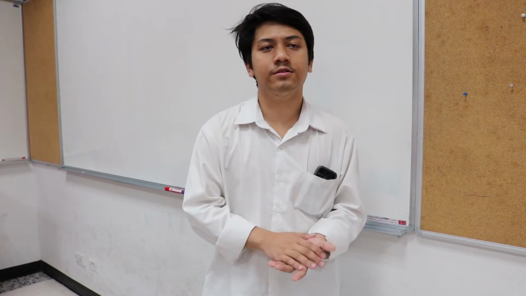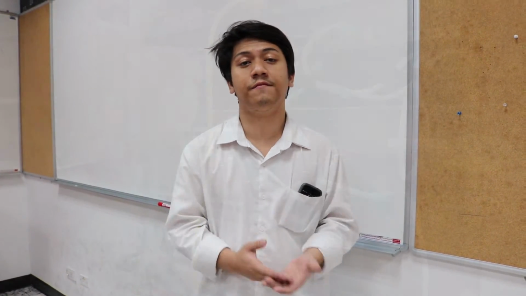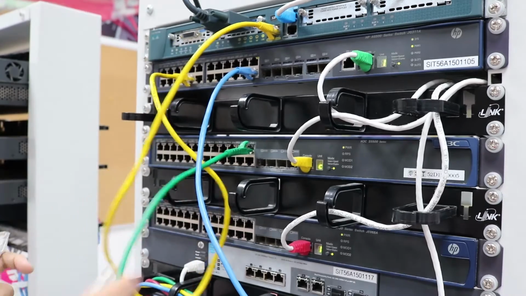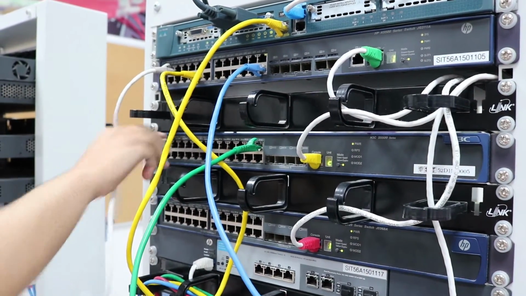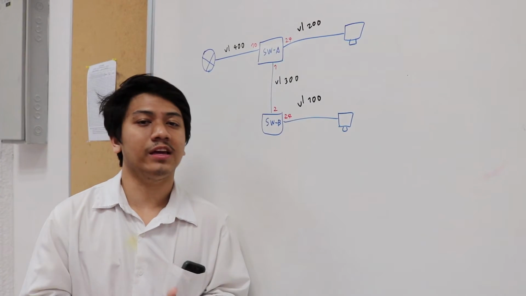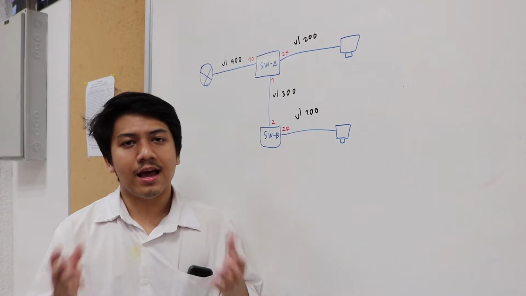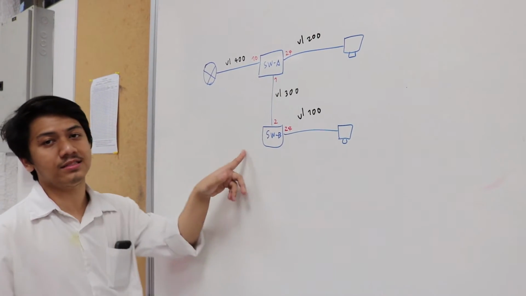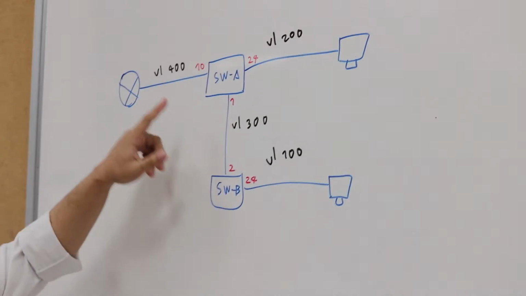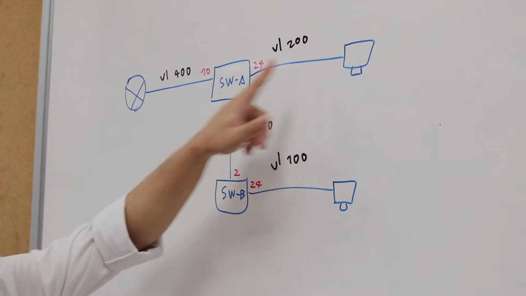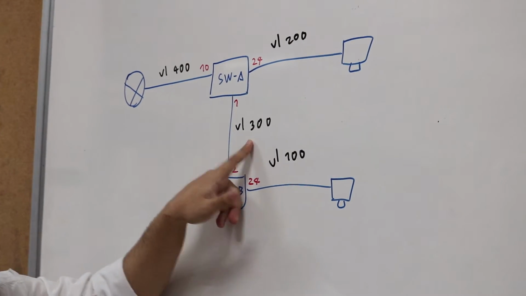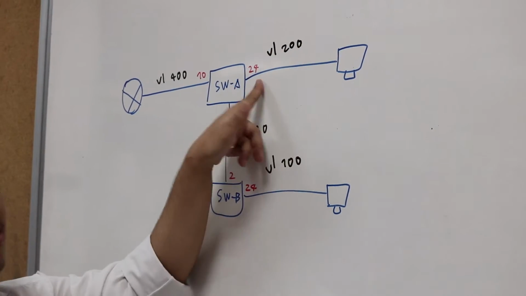First step, we must connect the LAN cable to each device. Second step, we must create VLANs and then add ports for each VLAN that we have created. The port of a VLAN depends on the topology that we have designed. In this case, switch A has VLAN 400, 200, and 300, with VLAN 400 at port 10, VLAN 300 at port 1, and VLAN 200 at port 24.